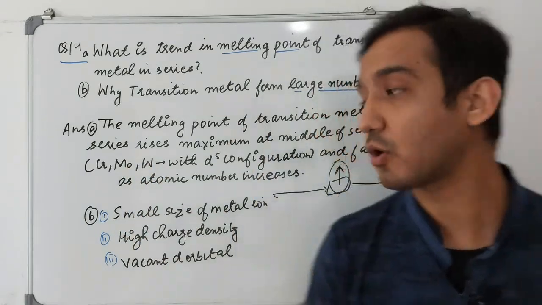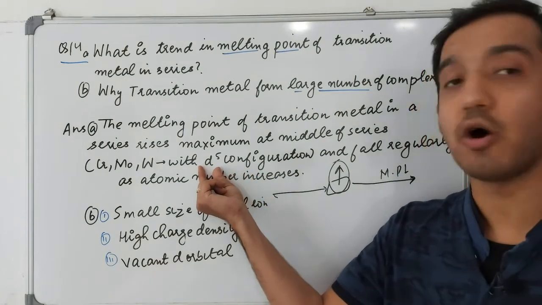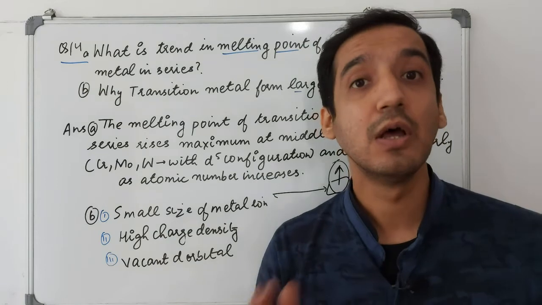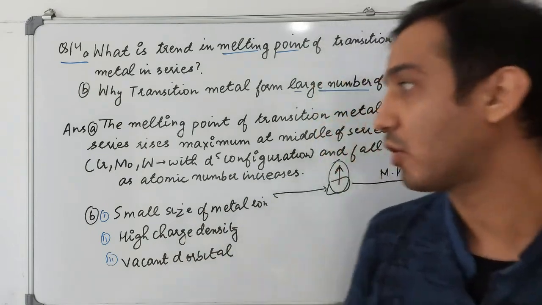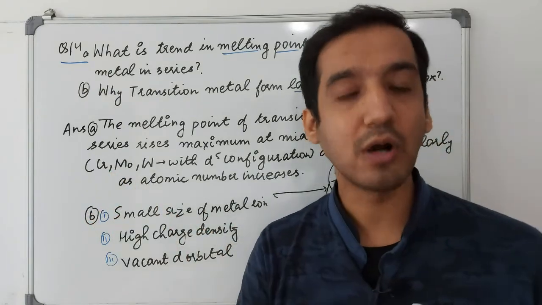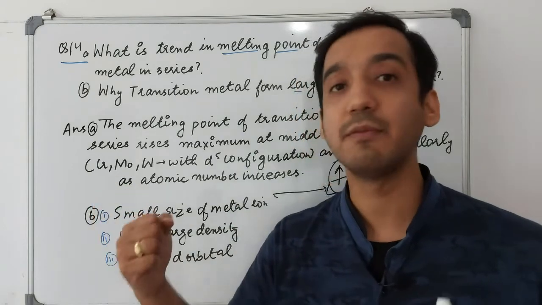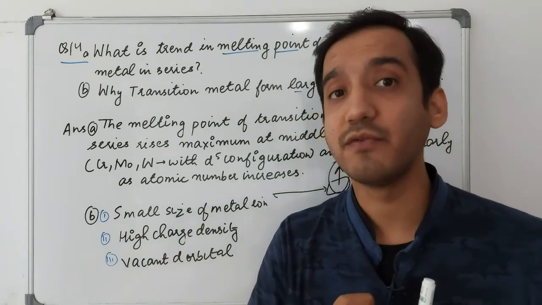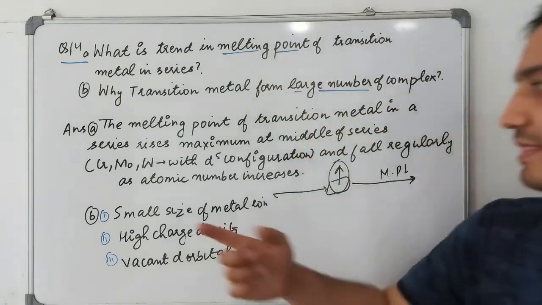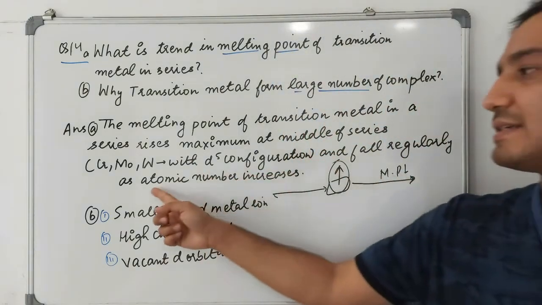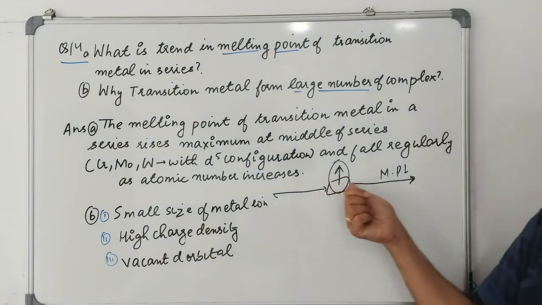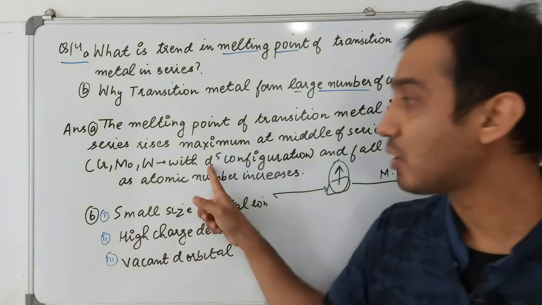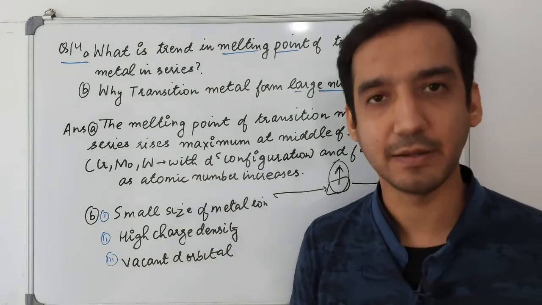Why does it happen? Because all of them have 5 electrons in the d orbital, which are unpaired electrons. Because of these unpaired electrons, these metals can bond with themselves. So chromium can bond with chromium, which bond is called a metallic bond, and that bond will be stronger. Okay, and then it falls regularly as the atomic number increases. As you move further right, what happens? Melting point will decrease. Why? Because now the d orbital will start filling.